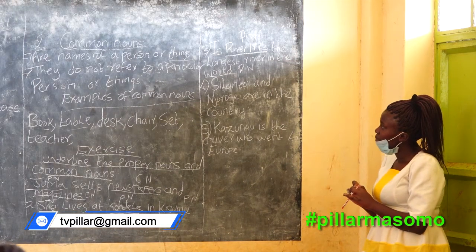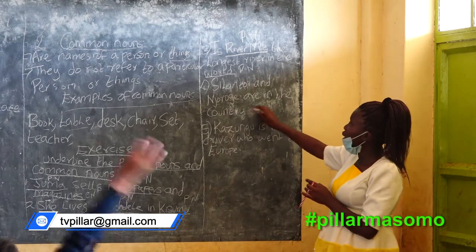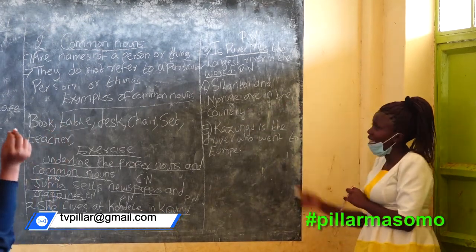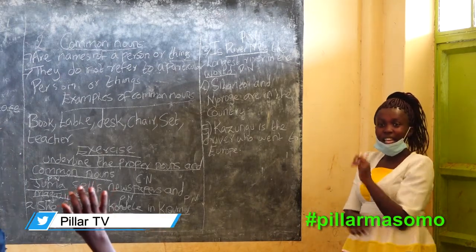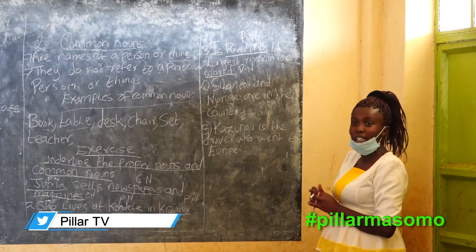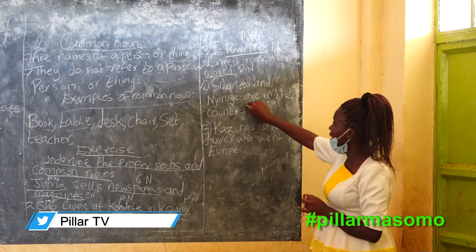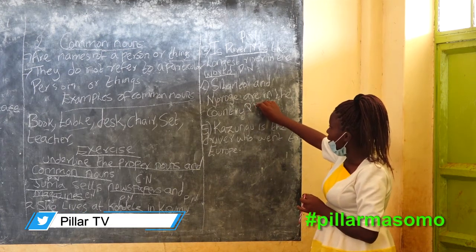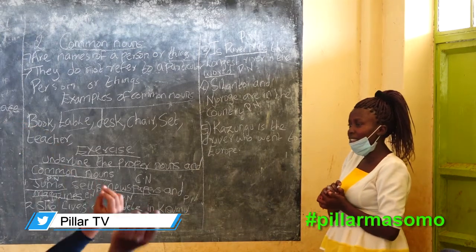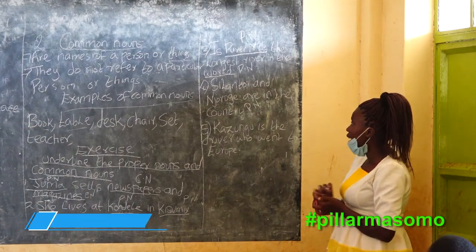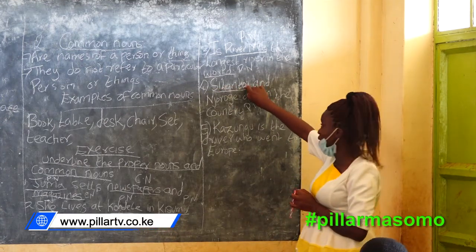Silatoi and Joroge are in the country. Do we have proper nouns or common nouns? Yes. Eric, which is the proper noun or a common noun in that sentence? Country. Country is a proper noun. Do you have another? Yes. Which one? Lynette. Silatoi, because Silatoi is the name of a person.